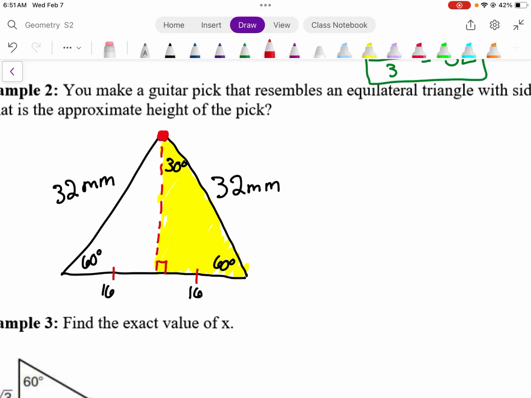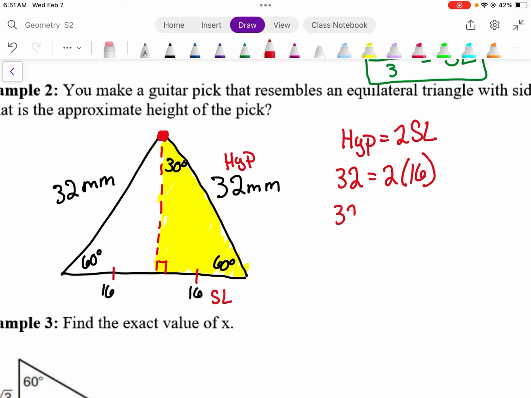And if we labeled our hypotenuse and our short leg, you'll notice that the hypotenuse was 32 and our short leg was 16. And if we plug that into our formula, we would get 32 equals 32. So the hypotenuse is twice the length of the short leg.